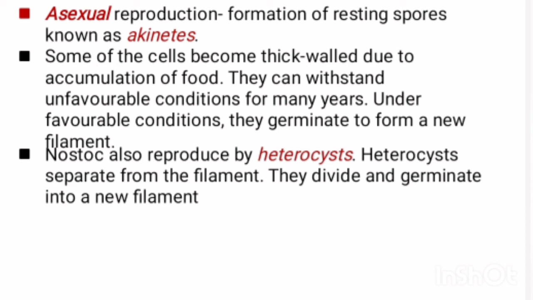Asexual reproduction is by the formation of resting spores known as akinetes. Some of the cells become thick-walled due to the accumulation of food. So, they can withstand unfavorable conditions for many years. Under favorable conditions, they germinate and form new filaments. Nostoc also reproduces by heterocysts. Heterocysts separate from the filament, and they divide and germinate into a new filament.